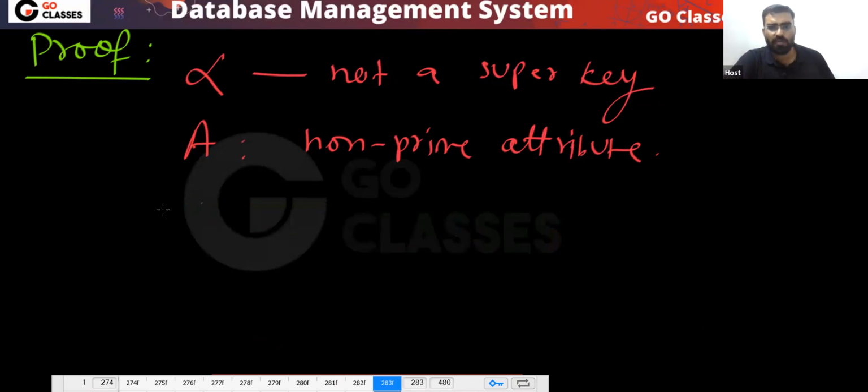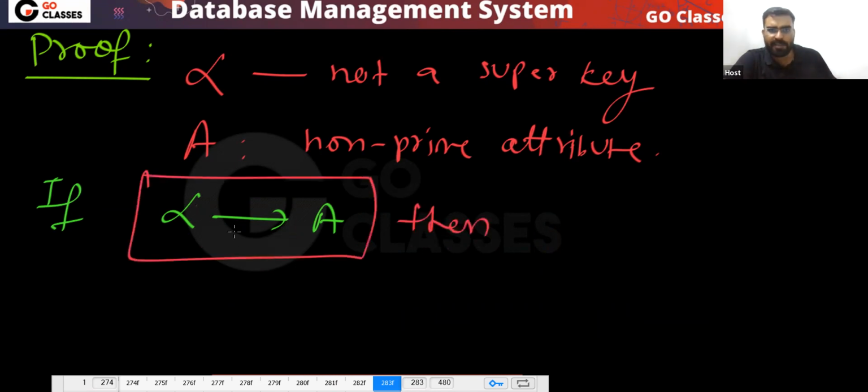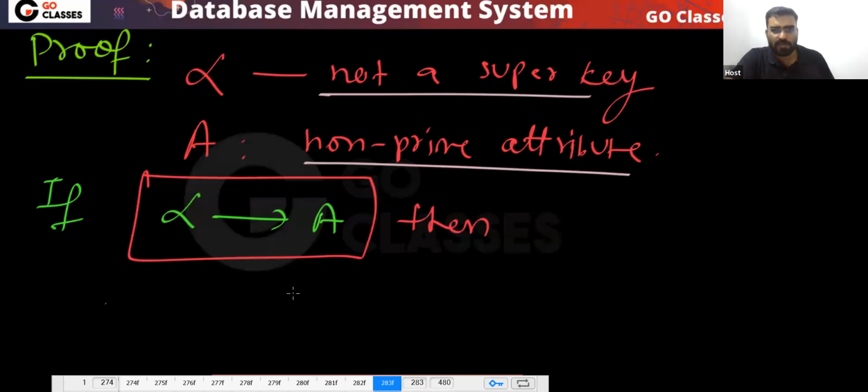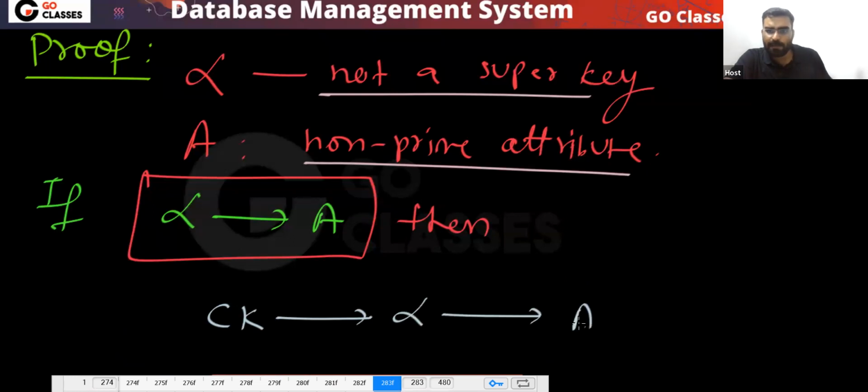Now, very simple. If you have this functional dependency, alpha goes to A, where not a super key implies non-prime attribute, what transitive dependency can I create? You take a candidate key implies alpha, implies A. Alpha cannot imply CK, yes or no? Alpha cannot imply CK. So now I can say that this is the problem of 3NF.